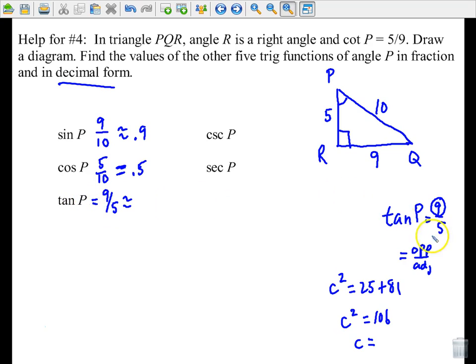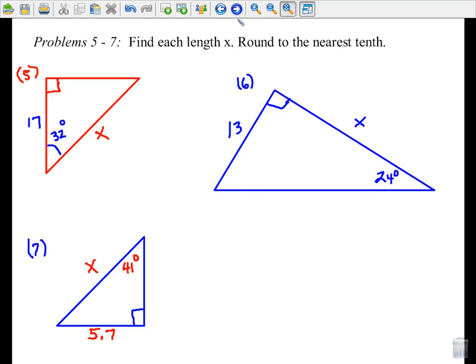And then we've already found tangent P because we were given cotangent P, so you'll need to come up with the decimal there. Cosecant, well remember cosecant is inverse sine, so if sine is 9/10, then cosecant is 10/9. And remember that secant is inverse cosine. So if cosine was 5/10, then secant P would be 10/5, which is 2. And your number 4 will look a lot like this.